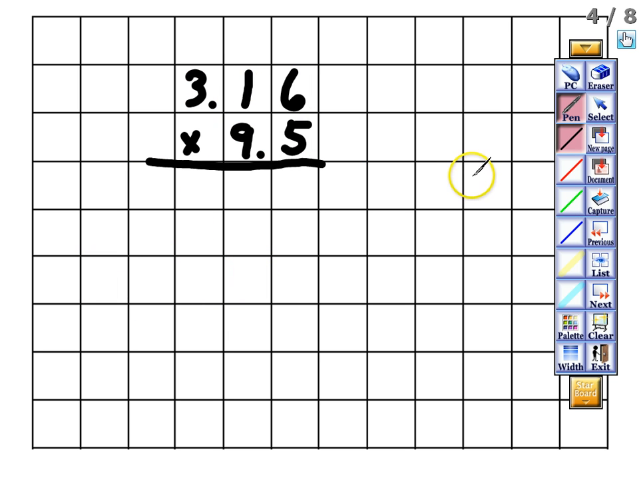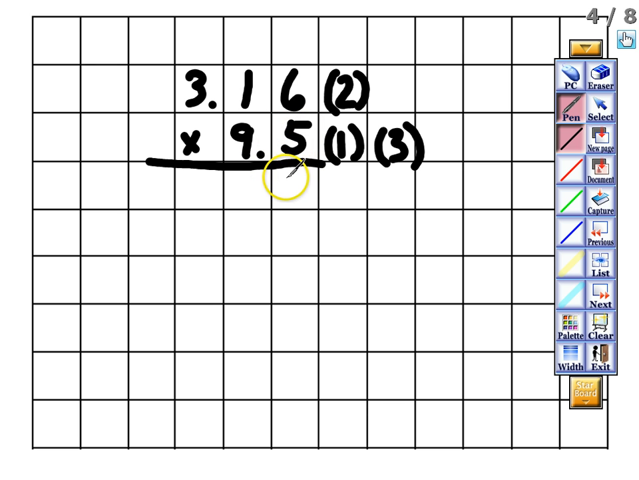Now we have 3 and 16 hundredths times 9 and 5 tenths. First step, I want to see how many digits are to the right of the decimal. For my 3 and 16 hundredths, we have 2 digits to the right. My 9 and 5 tenths, we have 1 digit to the right, giving us a total of 3 digits to the right of the decimal for my factors. Okay, next step, we're going to start multiplying, and then we're going to completely ignore these decimals.